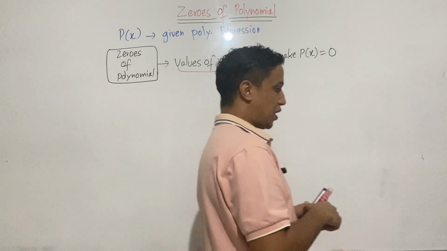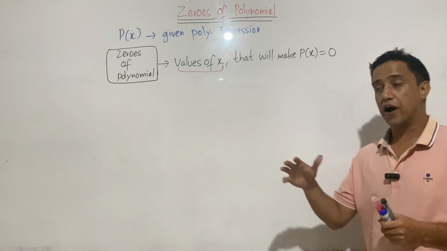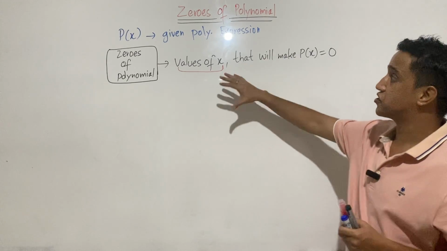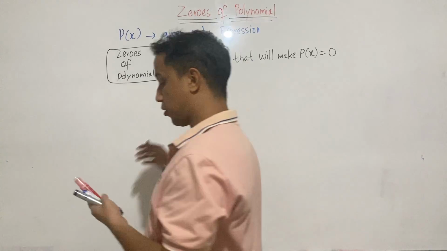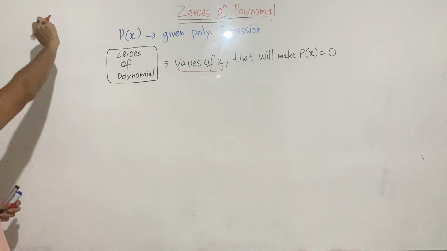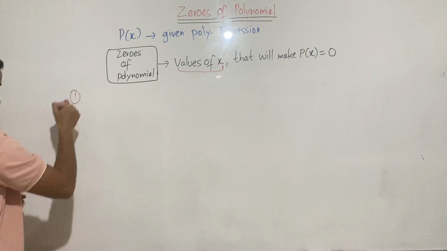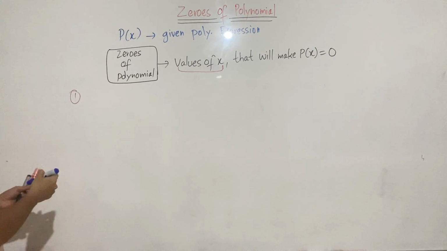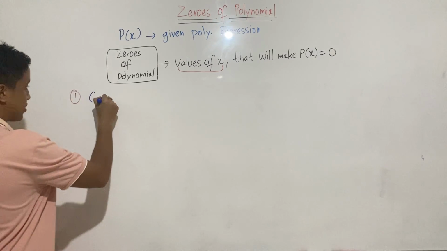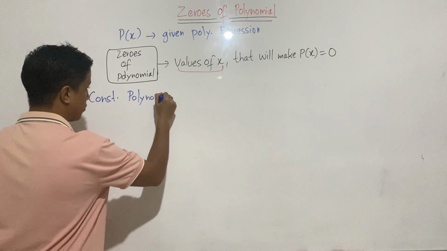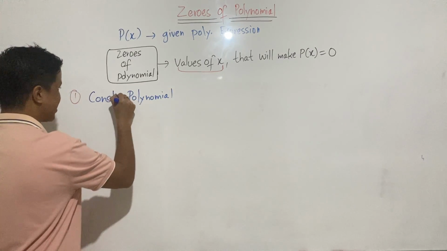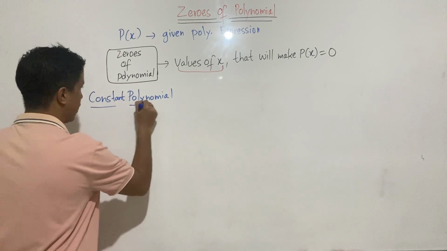So we can start with the first type of polynomial, the zero degree polynomial. It's also known as constant polynomial.